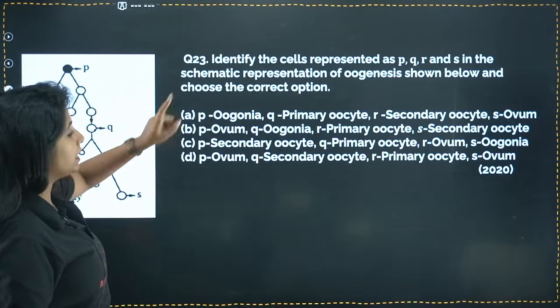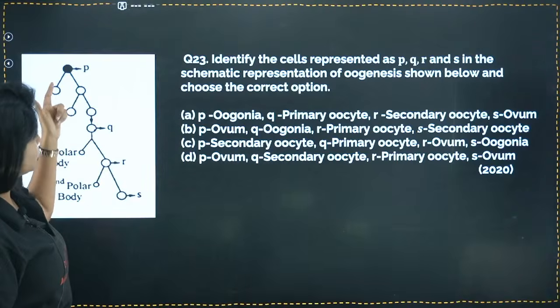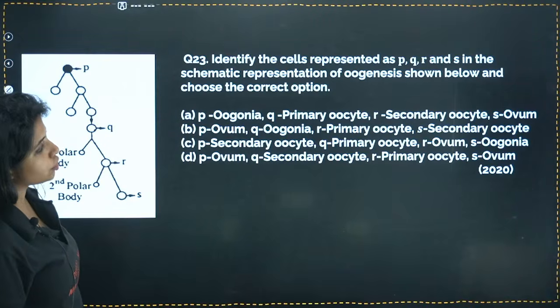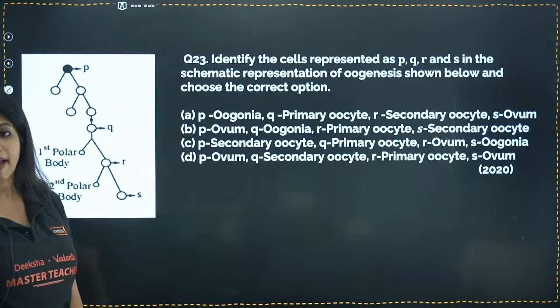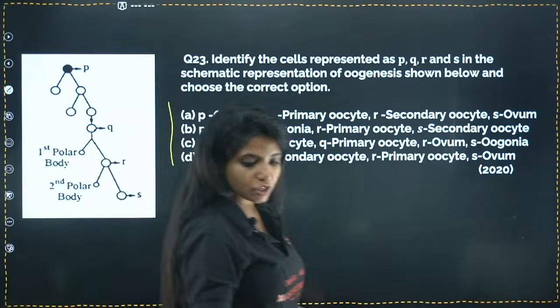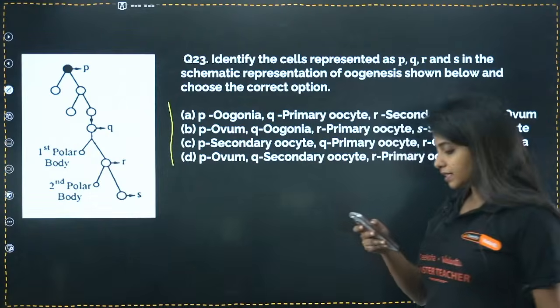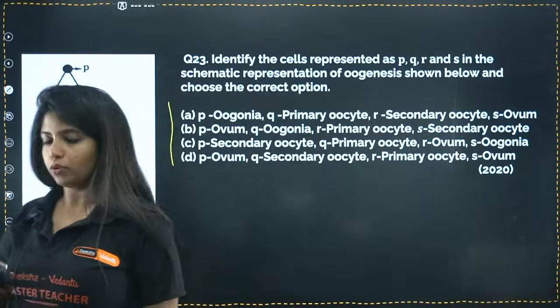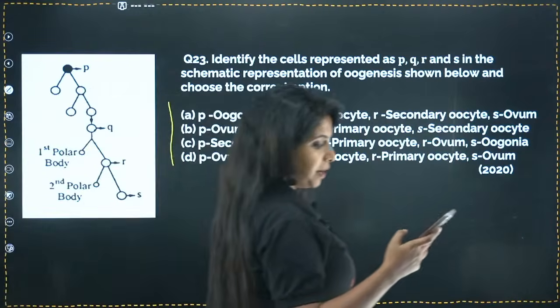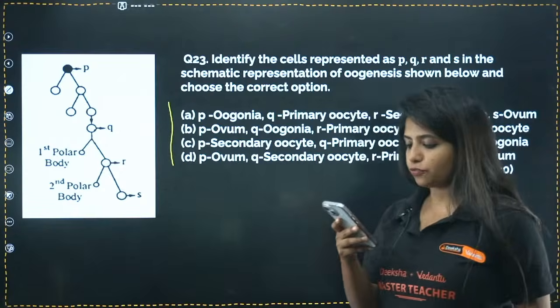Try this question. Identify the cells represented as P, Q, R and S in the schematic representation of oogenesis shown below and choose the correct option. So over here you have the options. This is a 2020 question. What is KCET? Karnataka Common Entrance Test. MMC undergoes meiosis to form.